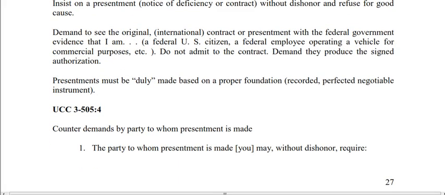Demand to see the original international contract or presentment with the federal government, evidence that I am a federal U.S. citizen, a federal employee operating a vehicle for commercial purposes, etc. Do not admit to the contract. Demand they produce the signed authorization. Presentments must be duly made based on proper foundation, recorded, perfected, negotiable instrument.